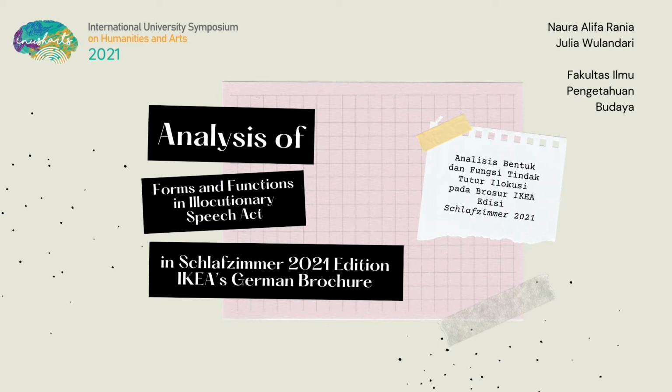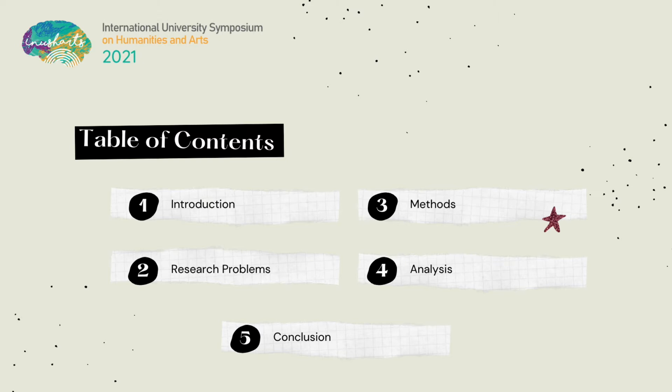In this opportunity, I am going to present my research, which is titled Analysis of Forms and Functions of Illocutionary Speech Act in Schlafzimmer 2021 edition IKEA's German brochure. This study was conducted with the help of my co-author, Mrs. Julia Wulandari. I will be talking through 5 chapters one by one, which are as follows.